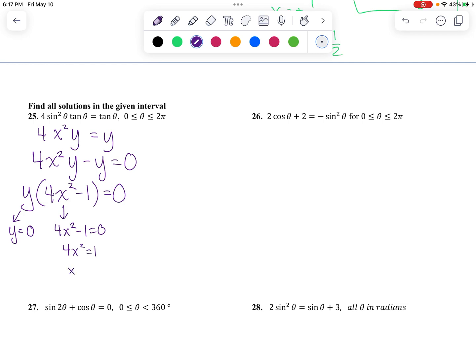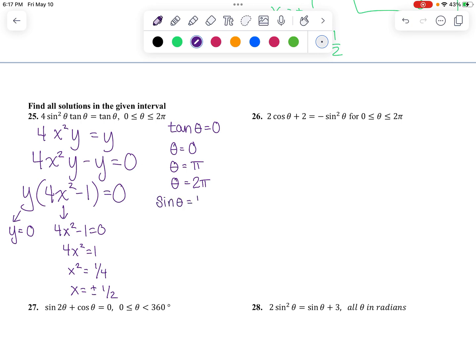4x squared minus 1 equals 0 gives me 4x squared equals 1, gives me x squared equals 1/4. Hey, didn't I just do this math? I did. Okay, so y first. Y took the place of tangent. So where tangent is equal to 0, well, tangent's equal to 0 at theta equals 0 radians, pi radians, and 2 pi radians.